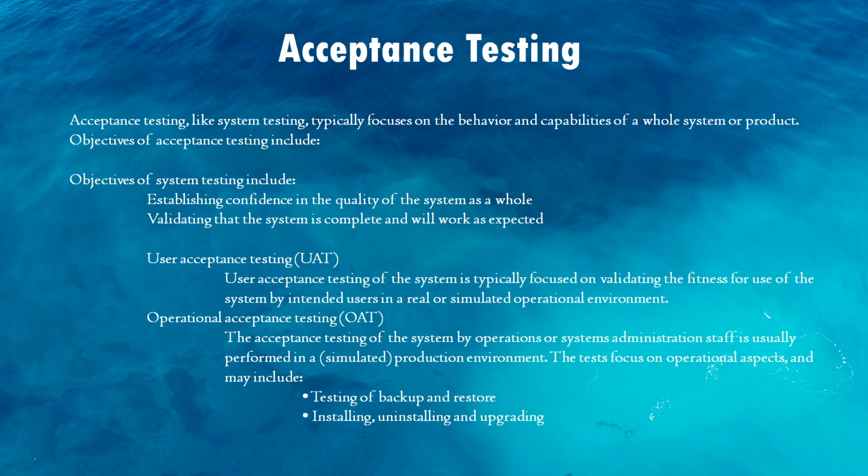User acceptance testing of a system is typically focused on validating the fitness for use of the system by the intended users. Underline the words intended users, in a real or simulated operational environment. So it is done by the actual users who are supposed to use the system. Now, operational acceptance testing of a system is done by operations or system administration staff, the staff who are going to work with it.